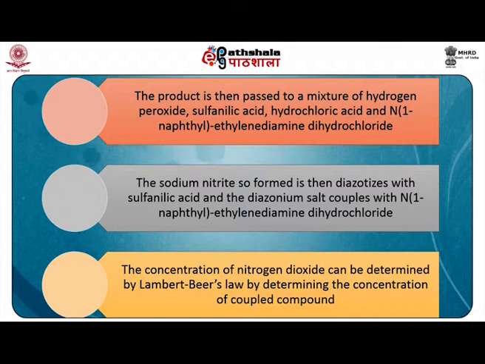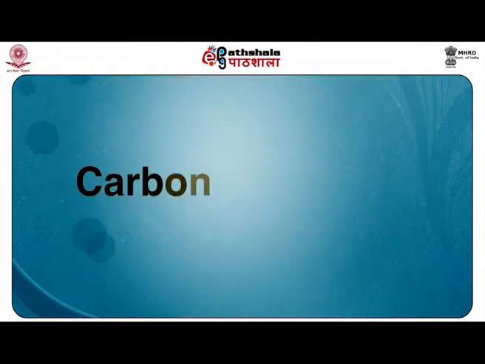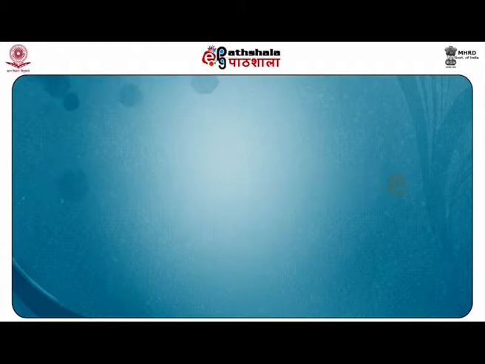dihydrochloride. The sodium nitrite so formed then diazotizes with sulfanilic acid, and the diazonium salt couples with naphthyl ethylene diamine dihydrochloride. The concentration of nitrogen dioxide can be determined by Lambert-Beer's law, by determining the concentration of the coupled compound using a spectrophotometer. Now another example of an air pollutant is carbon monoxide.